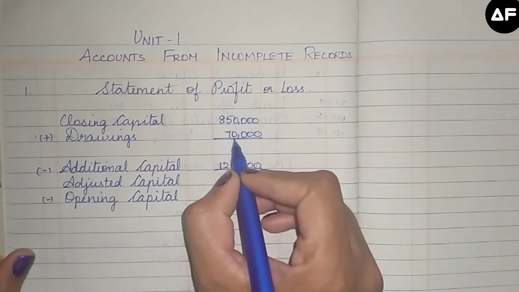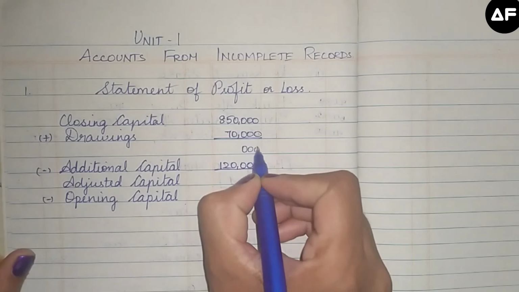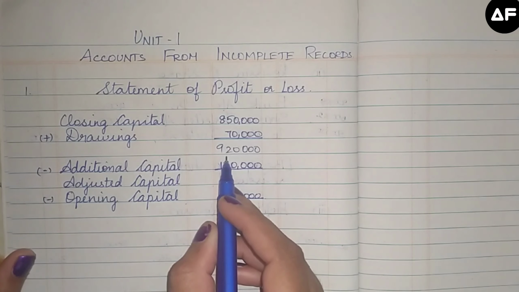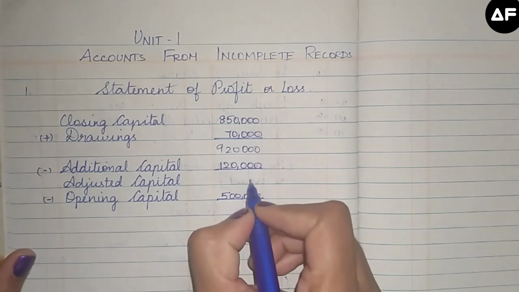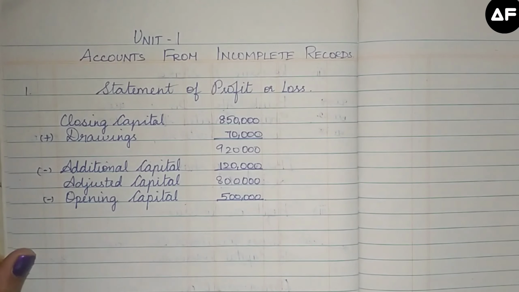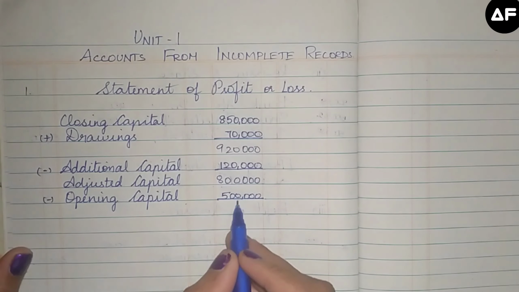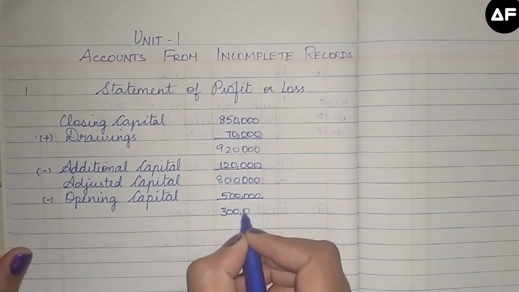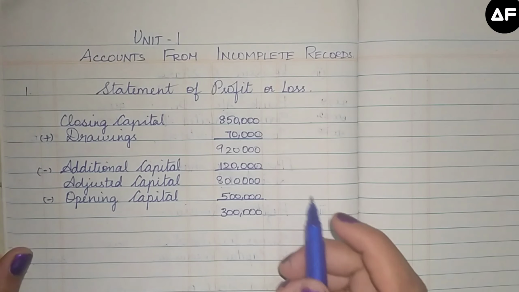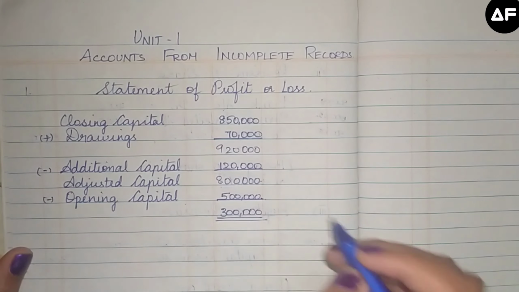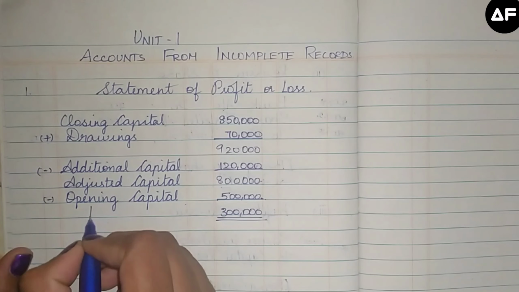So 8,50,000 plus 70,000 is going to be 9,20,000. Now 9,20,000 minus 1,20,000, which will give you the adjusted capital, that is 8 lakhs. And from 8 lakhs you're going to take away 5 lakhs. If you take away 5 lakhs, it's going to be 3 lakhs. So now your answer is a positive number. That is, 8 minus 5 is possible. So it is a profit.